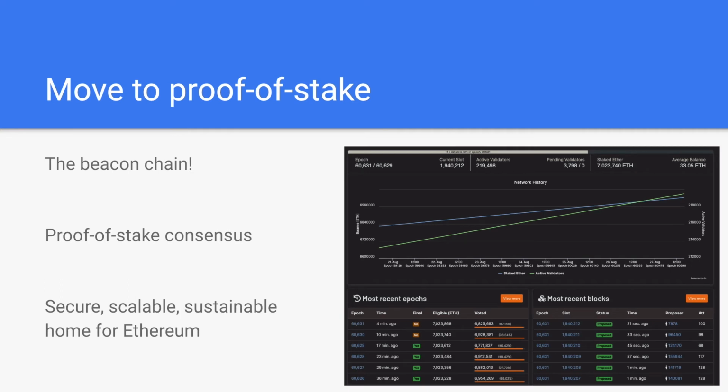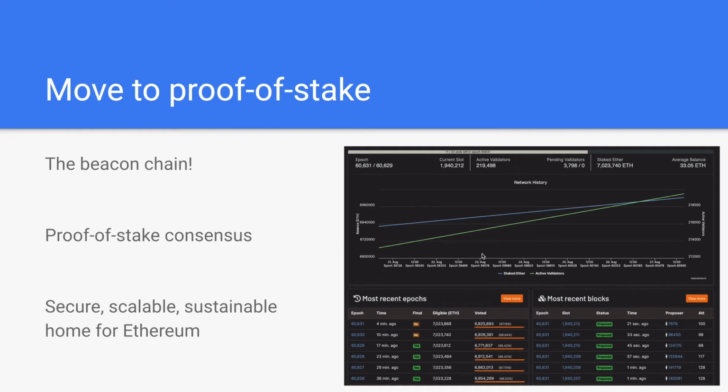I'm sure you've heard of this by now, right? We have a very celebrated move to proof of stake on the way. We launched the Beacon chain. It's driven by a proof of stake consensus instead of a proof of work consensus. And it aims to be a more secure, scalable, and sustainable home for Ethereum.